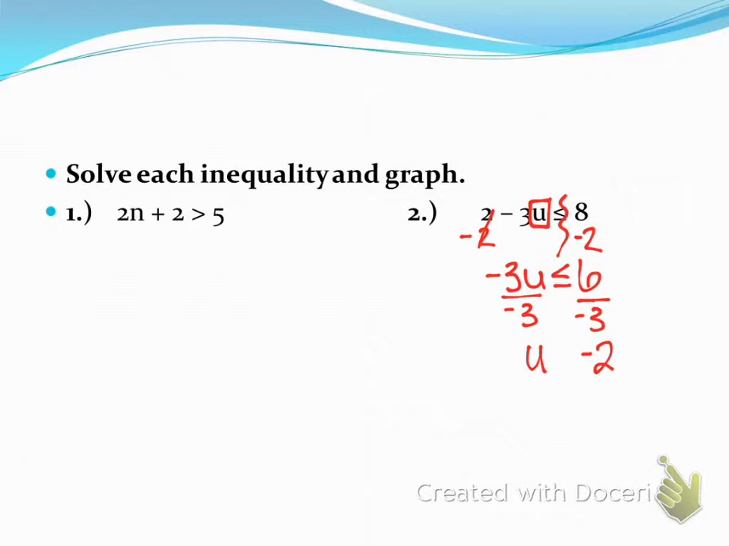But if I divided both sides by a negative, everybody tell me what has to happen? That was not everybody. Let's try that again. Everybody tell me what needs to happen? Well, that was a little better. We'll work on it. The sign flips around. It changes. So now we have u is greater than or equal to negative 2.